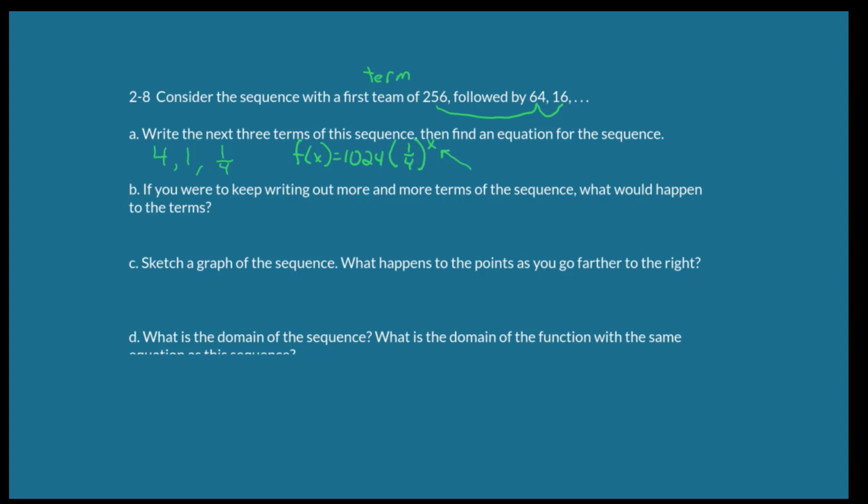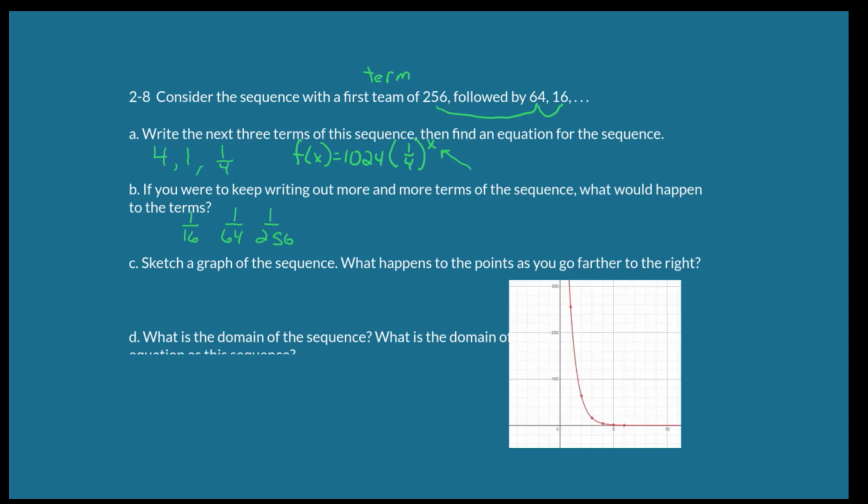On part B, if I was to keep doing that, what would happen to my terms? They would become larger fractions or larger denominators. So like 1/4 would become 1/16, then 1/64, then 1 over 256. So you see what's happening. The numerator is staying the same, but the denominator is getting larger as you go exponentially. Sketch a graph of the sequence. What happens to the points as you go farther to the right? Let's take a look at that.